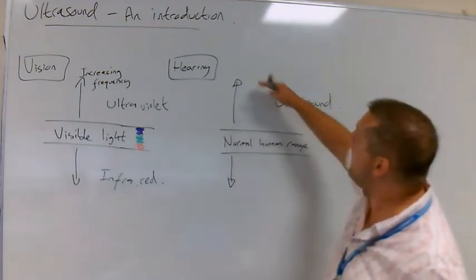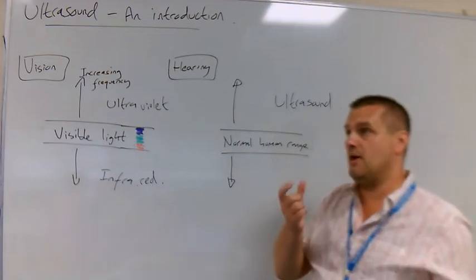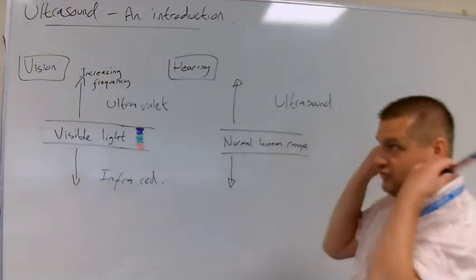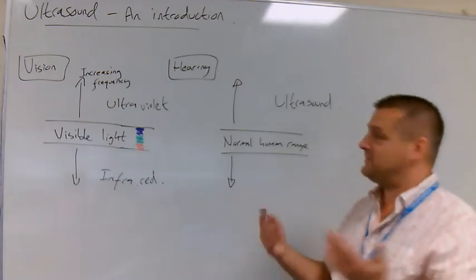Obviously other animals are different. Dogs can hear well into ultrasound. It's how a dog whistle works. If you blow a dog whistle, you can't hear any noise. It's there, you just can't hear it because your ears can't pick it up. A dog can. That's how a dog whistle works.